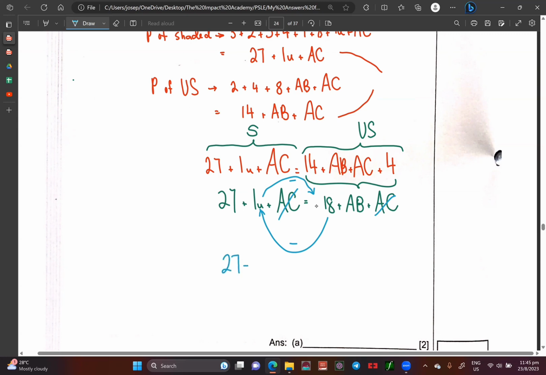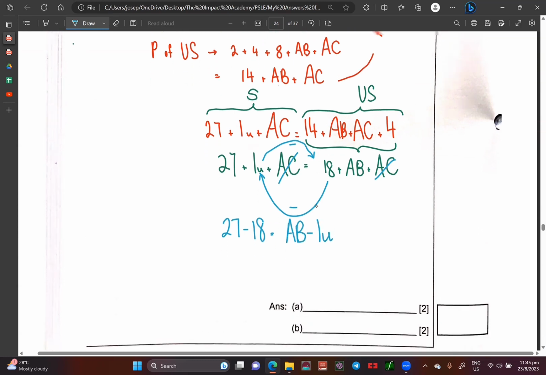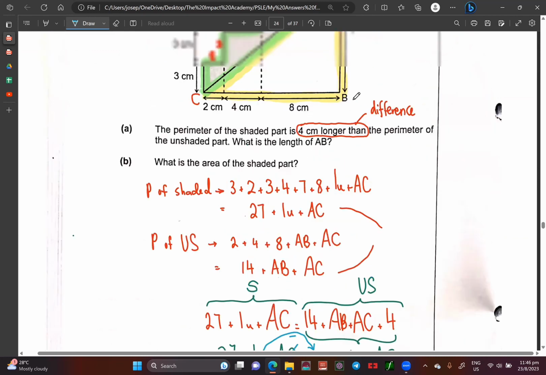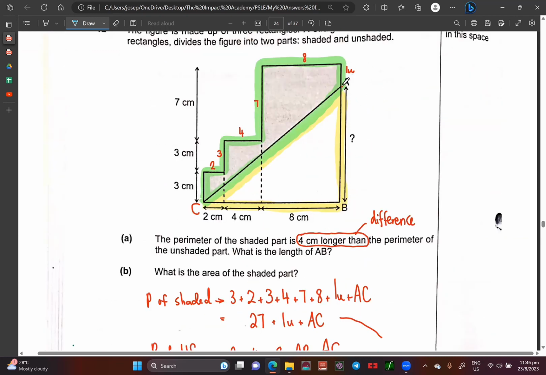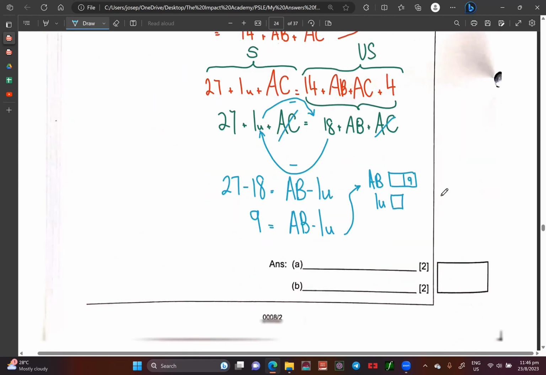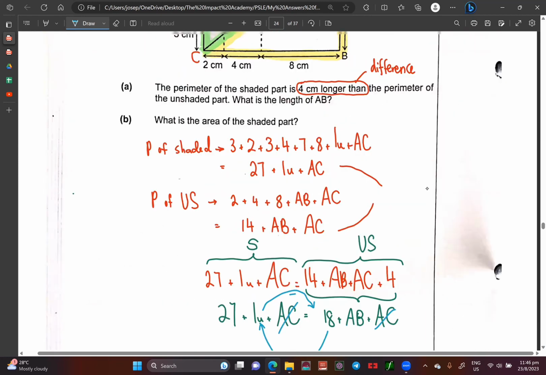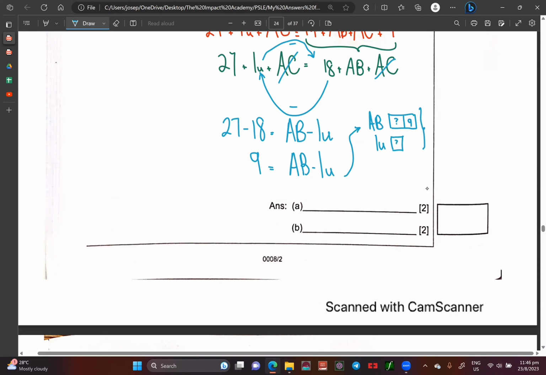So we do 27 minus 18 is equal to AB minus 1 unit. Now, 27 minus 18 gives me 9. So 9 is equal to AB minus 1 unit. When you see this, allow me to present it to you in a model format. This basically means that AB minus 1 unit, the difference is 9. So what is AB? AB is basically whatever is over here. What is 1 unit? 1 unit is basically this small little line over here. So we know that their difference is 9. Do we know the total? Because if I have the total, I can actually find out what this is and what this is.